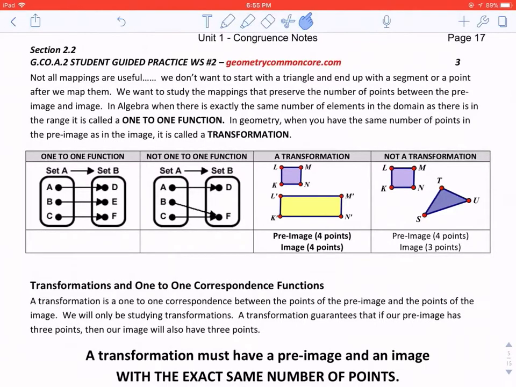Not all mappings are useful. We don't want to start with a triangle and end up with a segment or a point after we map them. We want to study the mappings that preserve the number of points between the pre-image and image. In algebra, when there is exactly the same number of elements in the domain as there is in the range, it's called a one-to-one function. In geometry, that's this class, when you have the same number of points in the pre-image as the image, it is called a transformation. That is an important word.